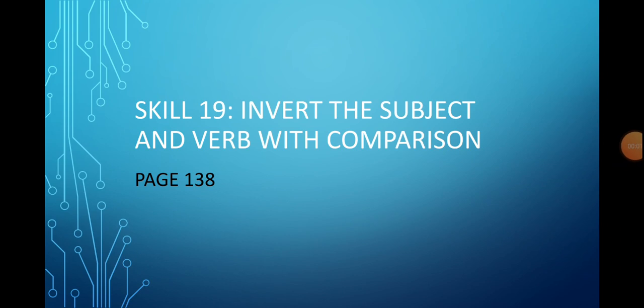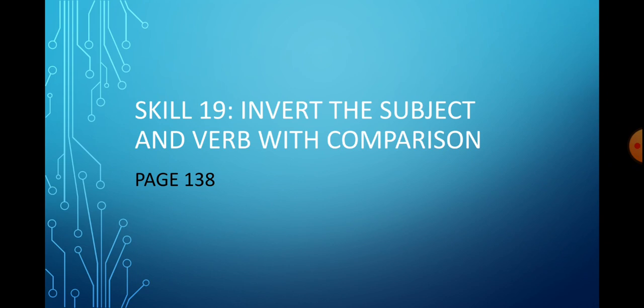Good morning, everyone. Today we have skill 19, invert the subject and verb with comparison, on page 138. These skills deal with the inversion between the subject and the verb, the cases in which this inversion is correct. Earlier we talked about the inversion between the subject and the verb when we have question words or when we have a question in general.